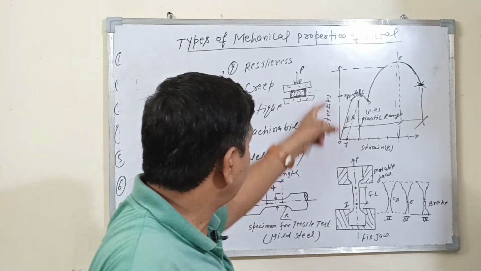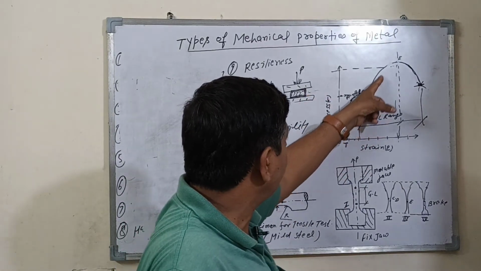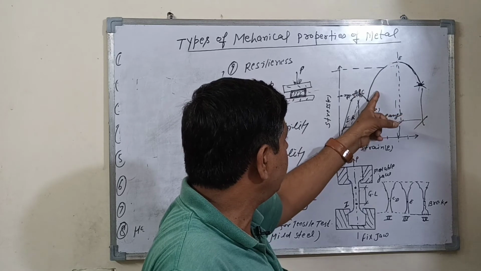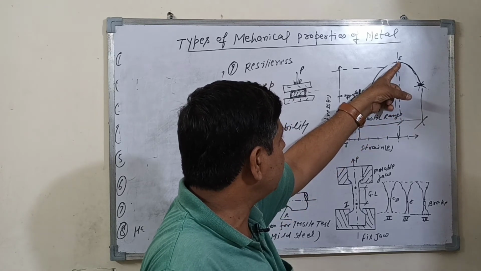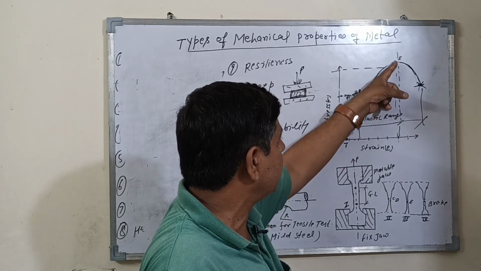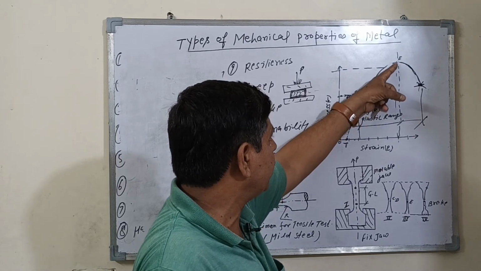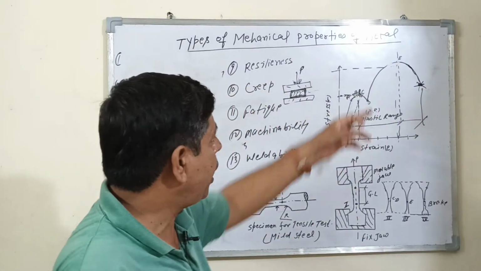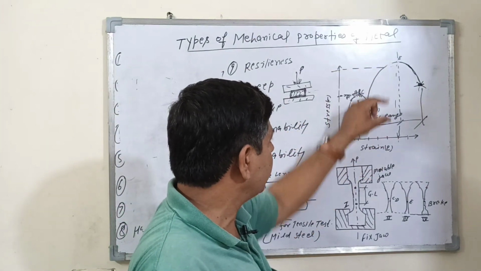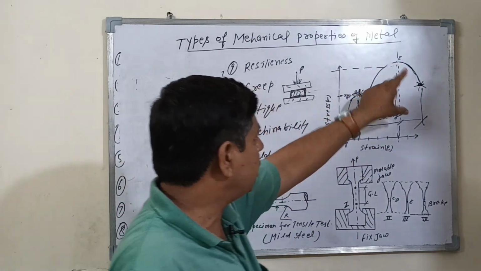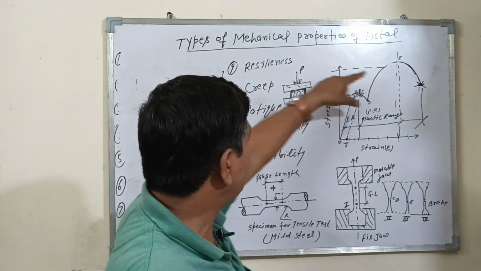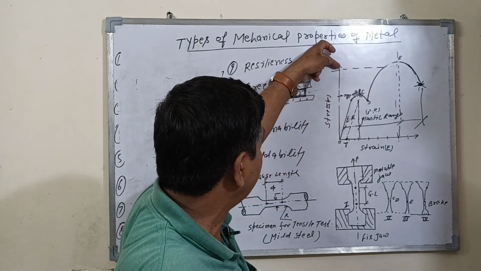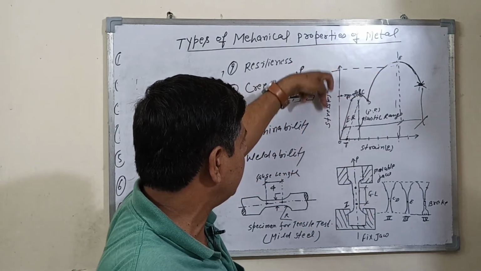When the load is applied, the material goes up to this point. This is the maximum, the ultimate tensile strength. Ultimate tensile strength is equal to the applied load divided by the cross-section area of the specimen. You can read it directly here: this is the ultimate strength.